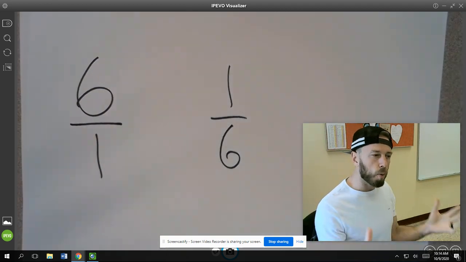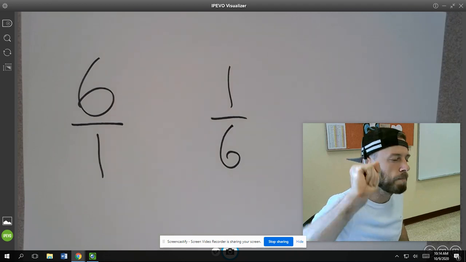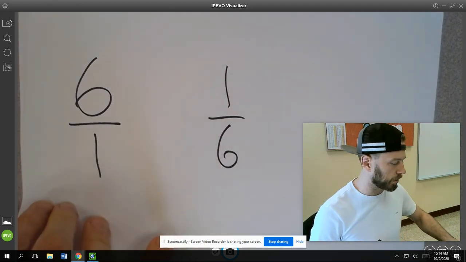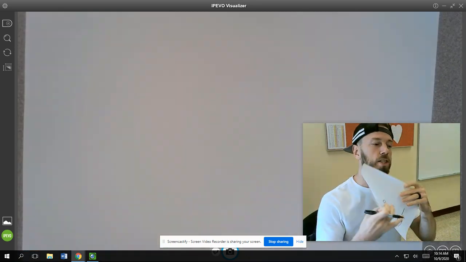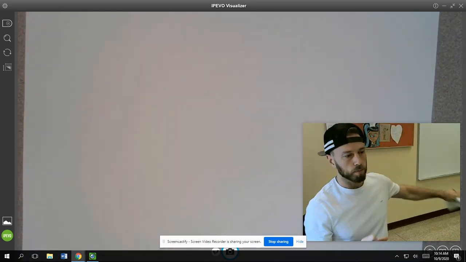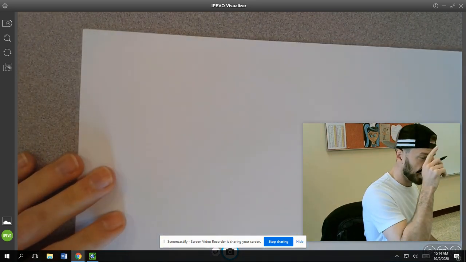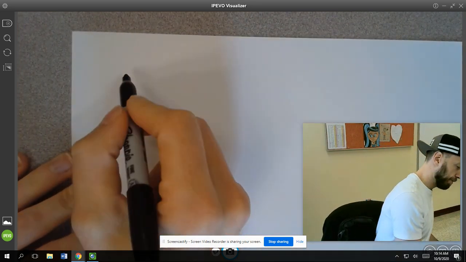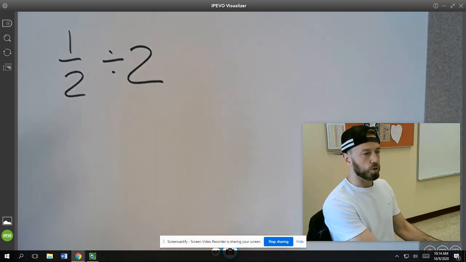Now this is an important concept to understand, and it's going to take us a little bit of time, so if you're struggling a little bit with it, bear with me. We're going to practice a few problems together because now we're going to divide fractions. And in order to divide fractions, you got to know what reciprocals are. So the first problem we're going to do here is we're going to take 1/2 and we're going to divide it by 2.